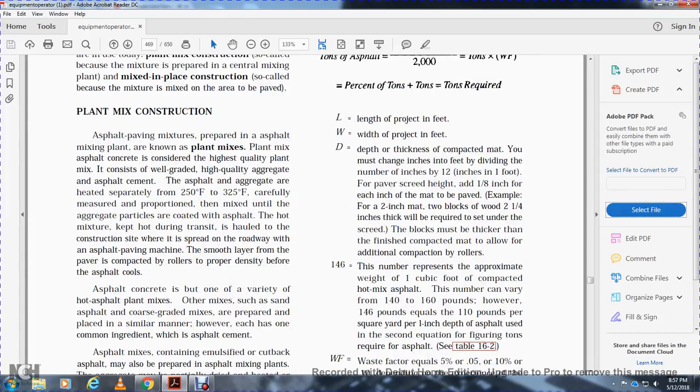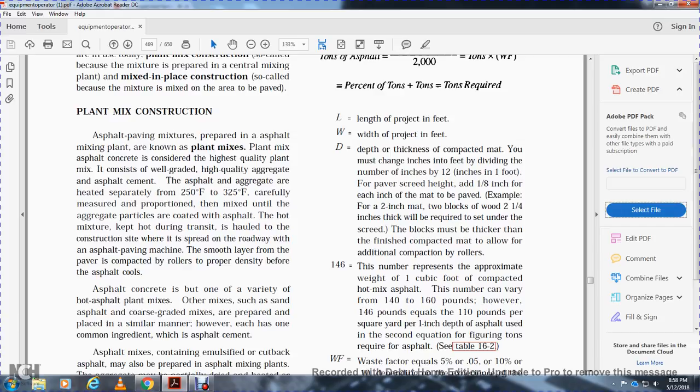Plant mixing construction: the asphalt mixture is prepared at the asphalt mixing plant and is known as plant mix. The plant mix asphalt mixture, asphalt concrete, is considered the highest quality. Plant mixing uses well-graded, high-quality aggregate and asphalt cement. The aggregate is heated to 250 to 325 degrees and carefully measured in proportion, then mixed until the aggregate particles are coated with asphalt. The hot mixture is kept hot during transit, hauled to the construction site, and spread on the roadway by an asphalt paving machine. The smooth layer of pavement is compacted by rollers to proper density before the asphalt cools.